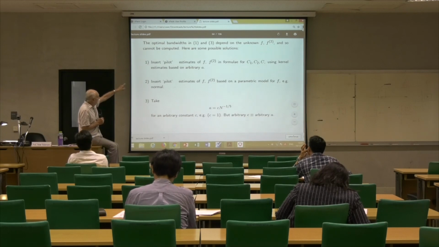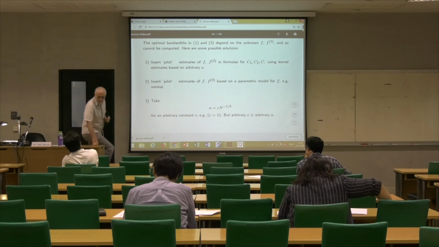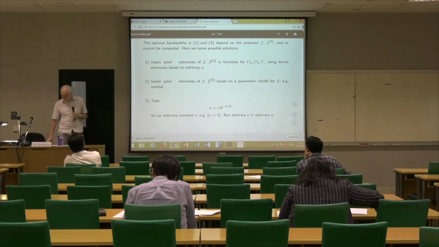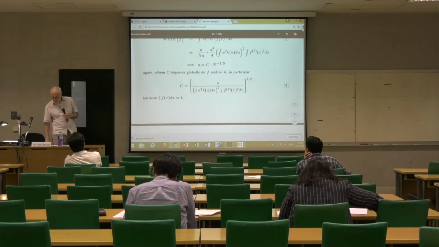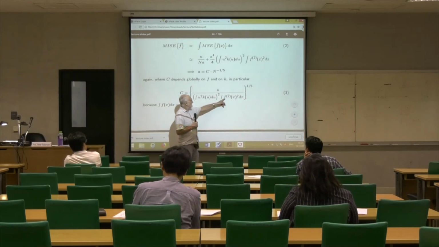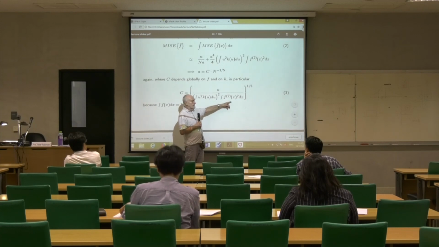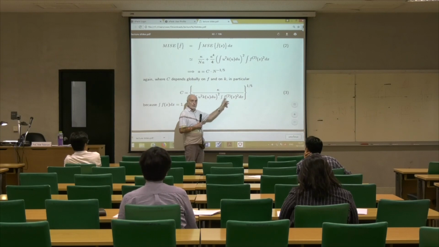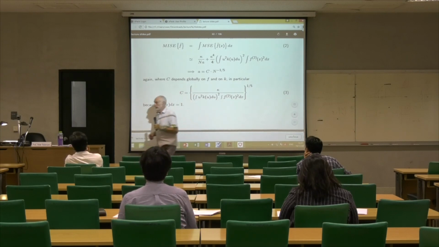The other idea is to plug in estimates based on an arbitrary bandwidth. So in particular, we've talked about estimating derivatives, haven't we? So you could imagine you could get a kernel estimate of the derivative at different points x, and let's say approximate the integral by a sum. So you could approximate that.